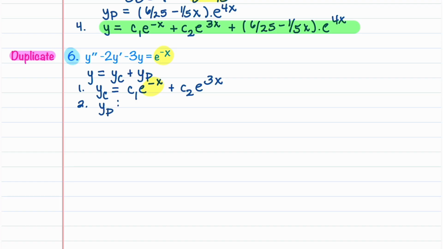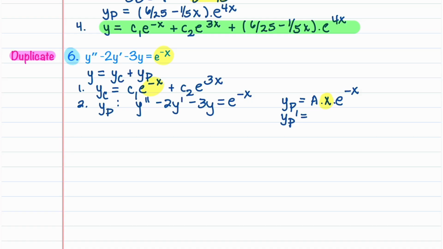Let's work on our particular solution now. It's going to be based on y double prime minus 2y prime minus 3y is e to the minus x. The form for our particular solution is not just going to be a e to the minus x. It is going to be a times x times e to the minus x. When the forcing term is the same as the homogeneous solution, you have to multiply by an x. Let's go ahead and take our derivatives.